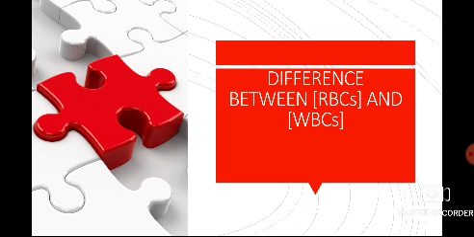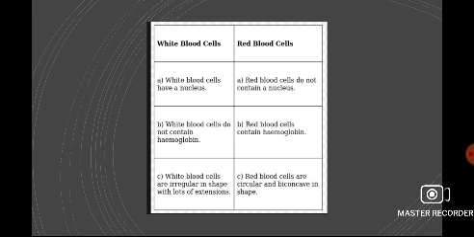Friends, let's see the difference between RBCs and WBCs. This is a chart showing us three differences between white blood cells and red blood cells. So let's read it aloud. White blood cells have a nucleus. Red blood cells do not contain a nucleus. White blood cells do not contain hemoglobin. Red blood cells contain hemoglobin. White blood cells are irregular in shape with lots of extensions. Red blood cells are circular and biconcave in shape.